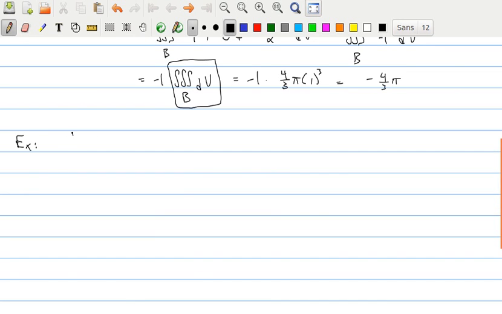Let's say we were looking at the flux through the surface S, where S is the part of z equals 5 minus x squared plus 2x minus y squared above the xy plane. So above z equals 0.